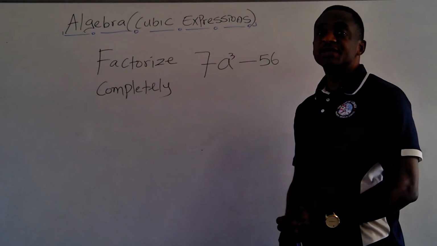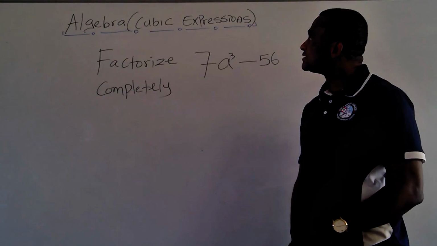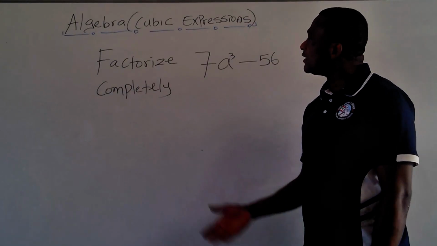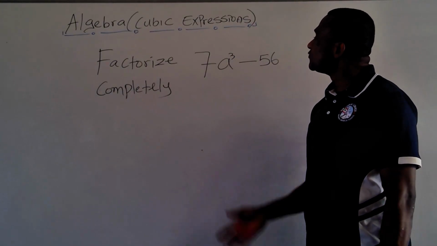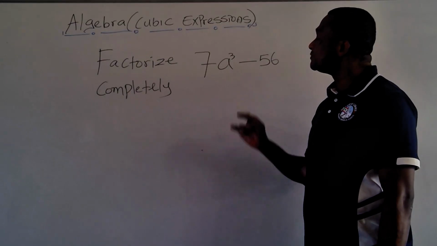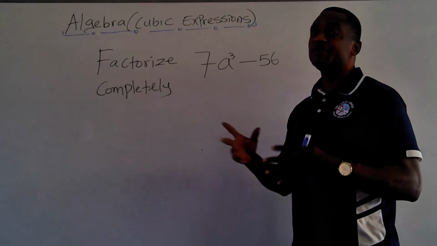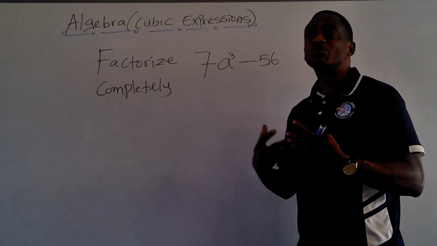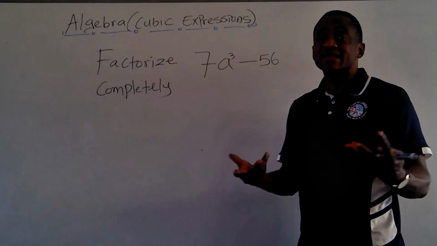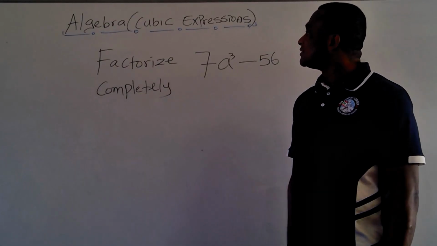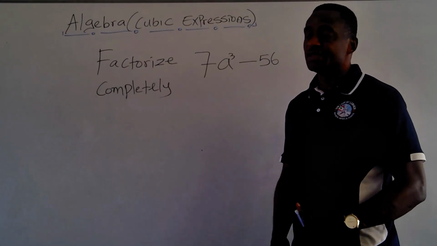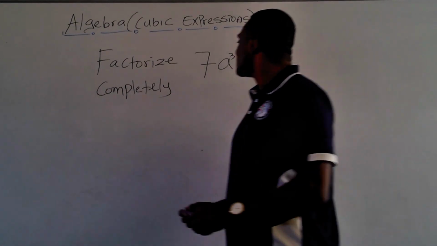Factorization of cubic expressions. Here we have a question. It said we should factorize 7a cubed minus 56 completely. When you see "completely", it means there is more than one step, always. That is like a guide, so you don't have to stop halfway. So let's take this one at a time.